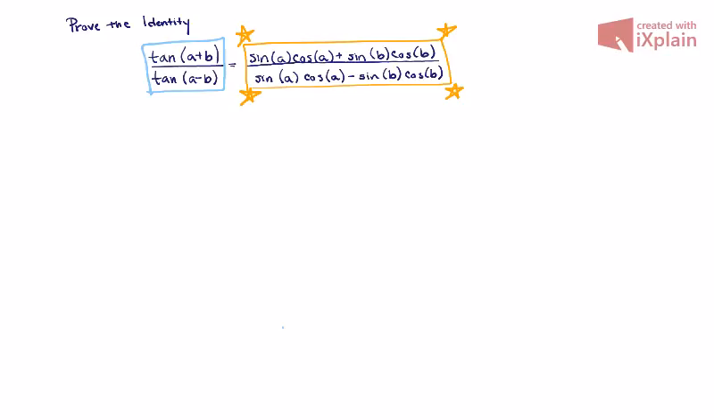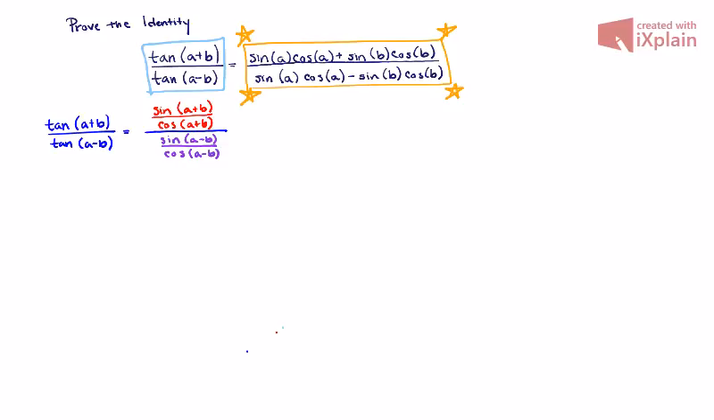Okay, so to begin, I'm going to rewrite my problem. So I'm going to do the tangent of a plus b all over the tangent of a minus b. And I'm going to use what I know about tangent. So I'm basically going to start expanding this out. So the tangent of a plus b is the same thing as the sine of a plus b over the cosine of a plus b. And I also know that the tangent of a minus b is going to be the sine of a minus b all over the cosine of a minus b.